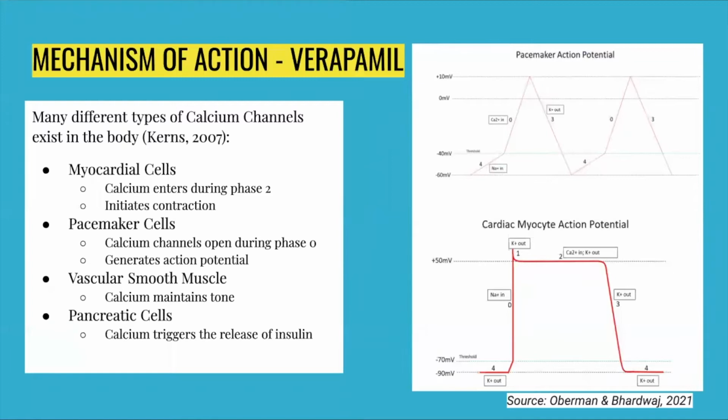Now let's get into the mechanism of action for calcium channel blockers. Verapamil disrupts calcium movement through calcium channels all throughout the body. Calcium channels are located on myocardial cells, pacemaker cells, vascular smooth muscle, and pancreatic cells. Let's first look at myocardial cells.